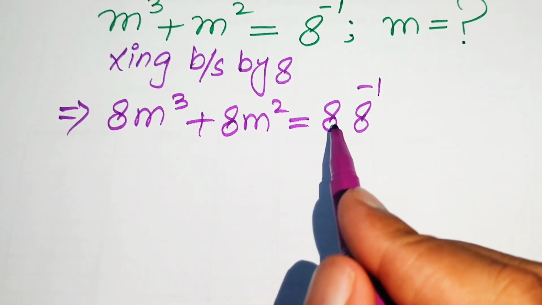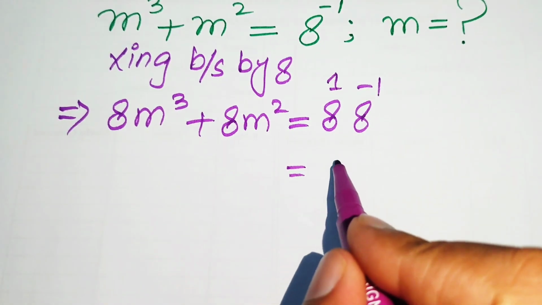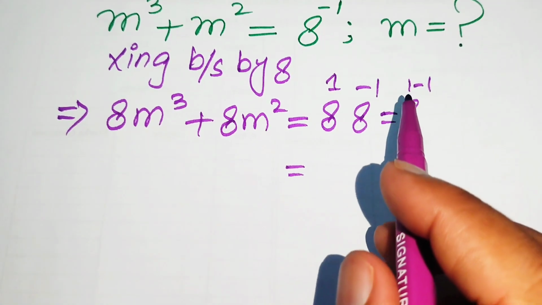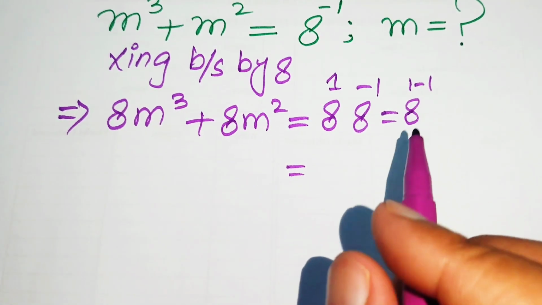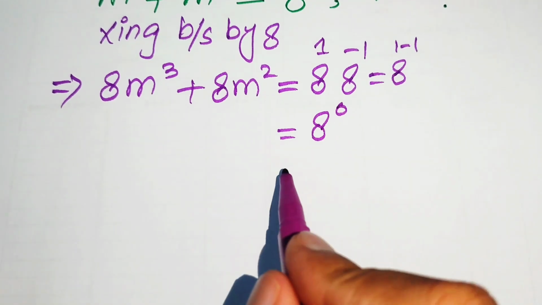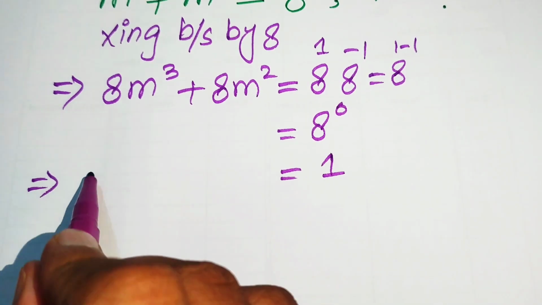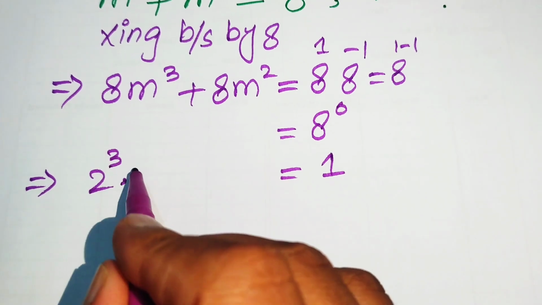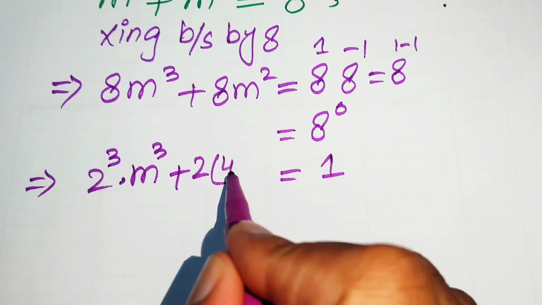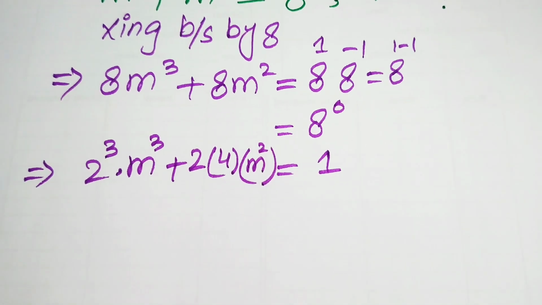Here you see that the bases on both of these terms are the same, so we add the exponents. When you add these exponents, it is written as 8 to the power of 1 minus 1, and we know that 1 minus 1 is equal to 0. So you get 8 to the power of 0, and we know that anything to the power 0 is equal to 1. Here we write this 8 as 2 cubed, and we write this 8 as 2 times 4, into m squared, and it is equal to 1.